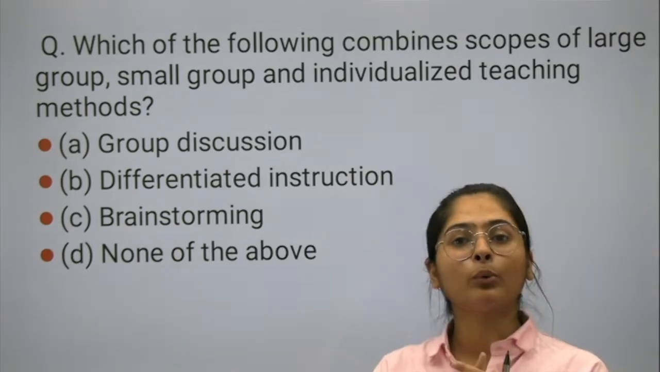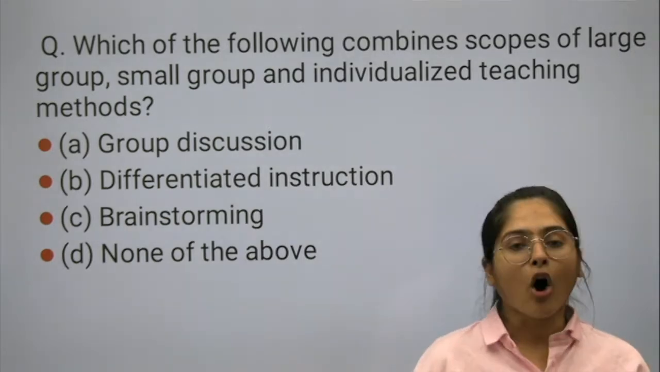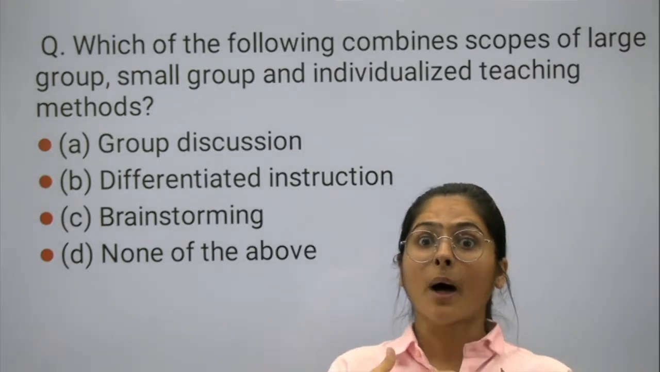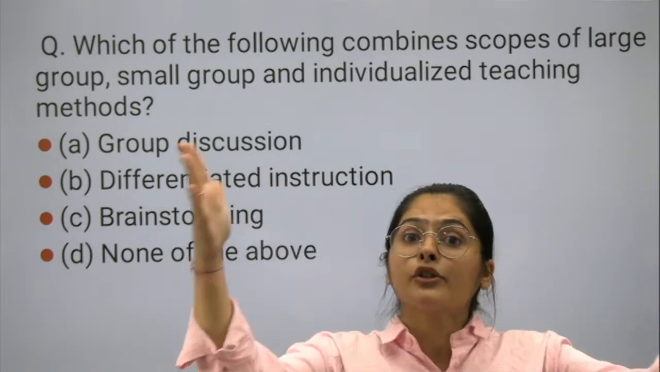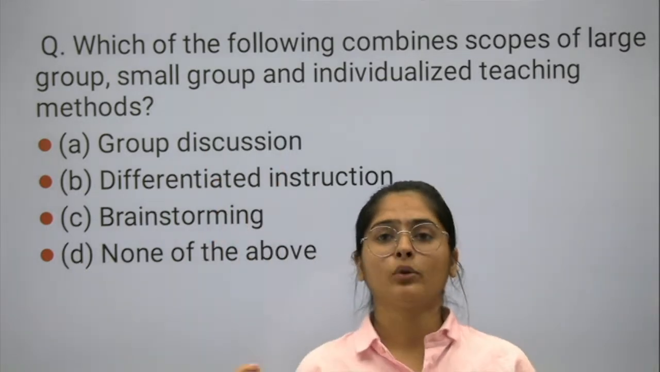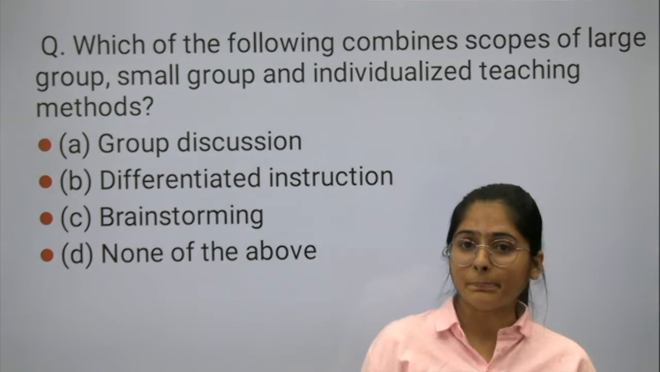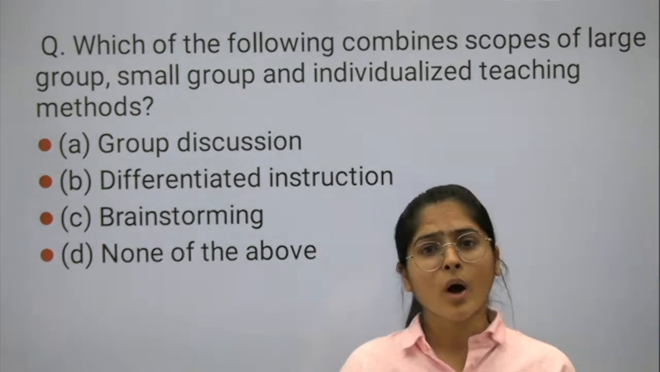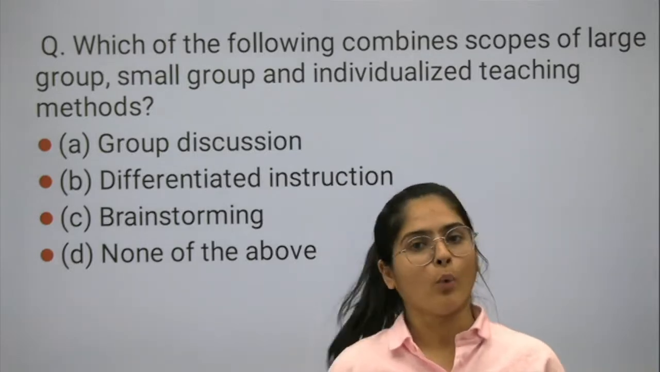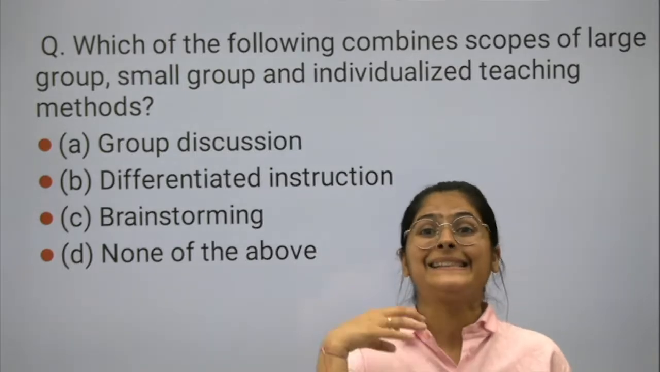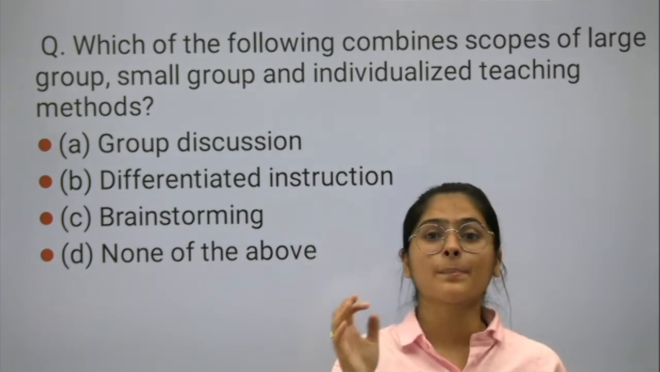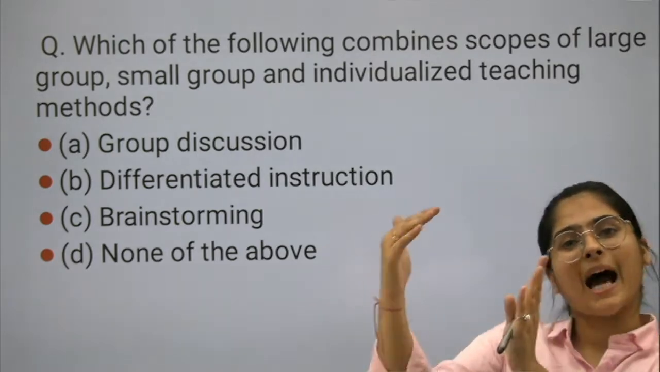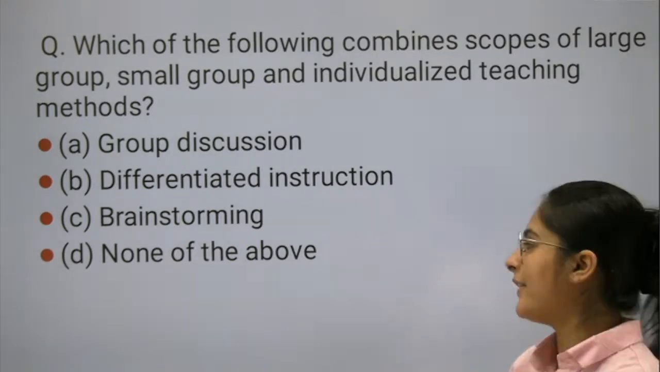But why do you have to eliminate group discussion? Because a group discussion can happen when there are a number of people, but when it's a large group, can you listen to the opinions of the other people, or jot down, or learn from 100 to 200 people? No. So that's why group discussion seems like the right answer, but it is not, because you should focus on the words small group and large group, both of which are mentioned here.